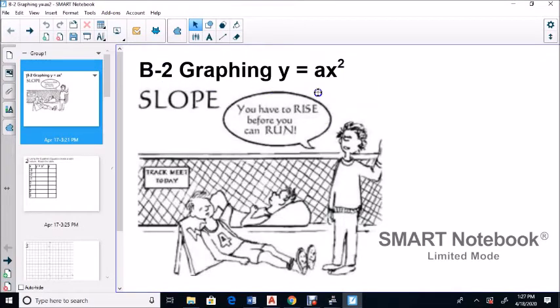Okay, we're going to look at graphing y equals ax squared. So we're going to only look at graphing the first part. We're going to look at graphing the base function, as we call it, of the parabola.